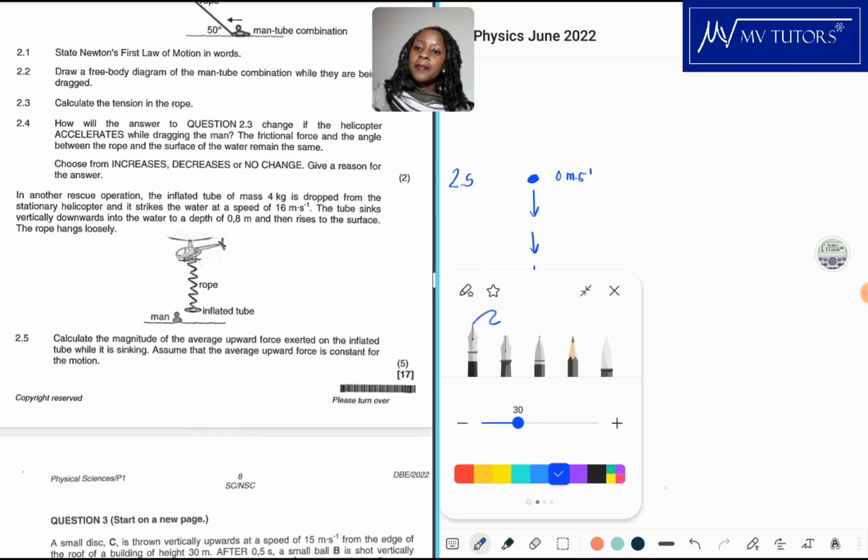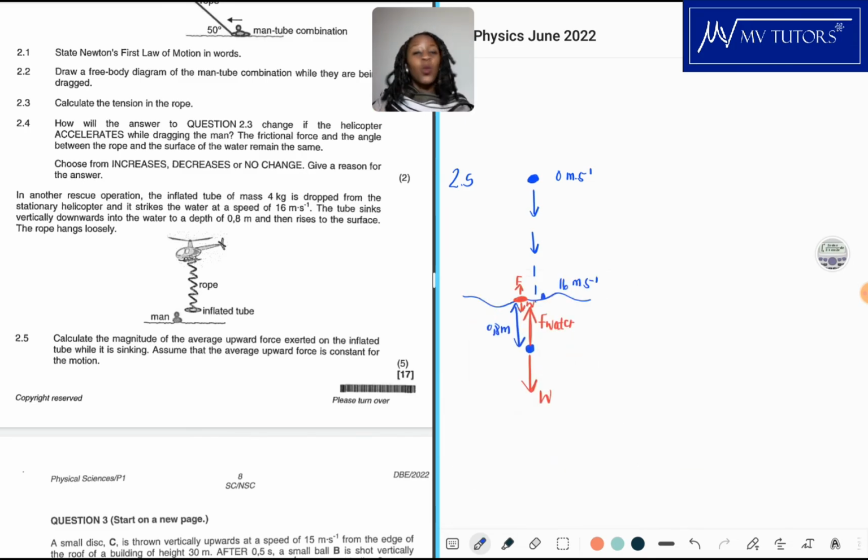But what are they looking for? They're looking for that force of water. So we're going to go back to Newton's second law, where we say the resultant force is equal to mass times acceleration. And what is this resultant force? Well, it depends. What are you taking as positive, upwards or downwards? I'm going to take upwards as positive. So if upwards is positive, then I have the force of the water minus the weight of the tube being equal to mass times acceleration.